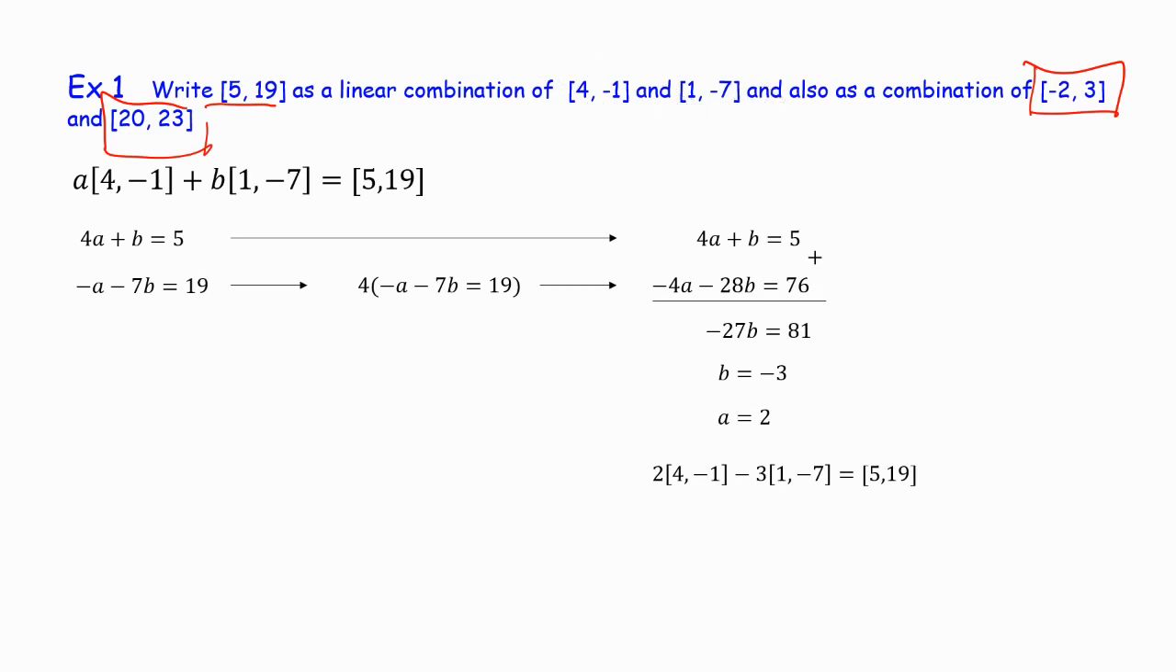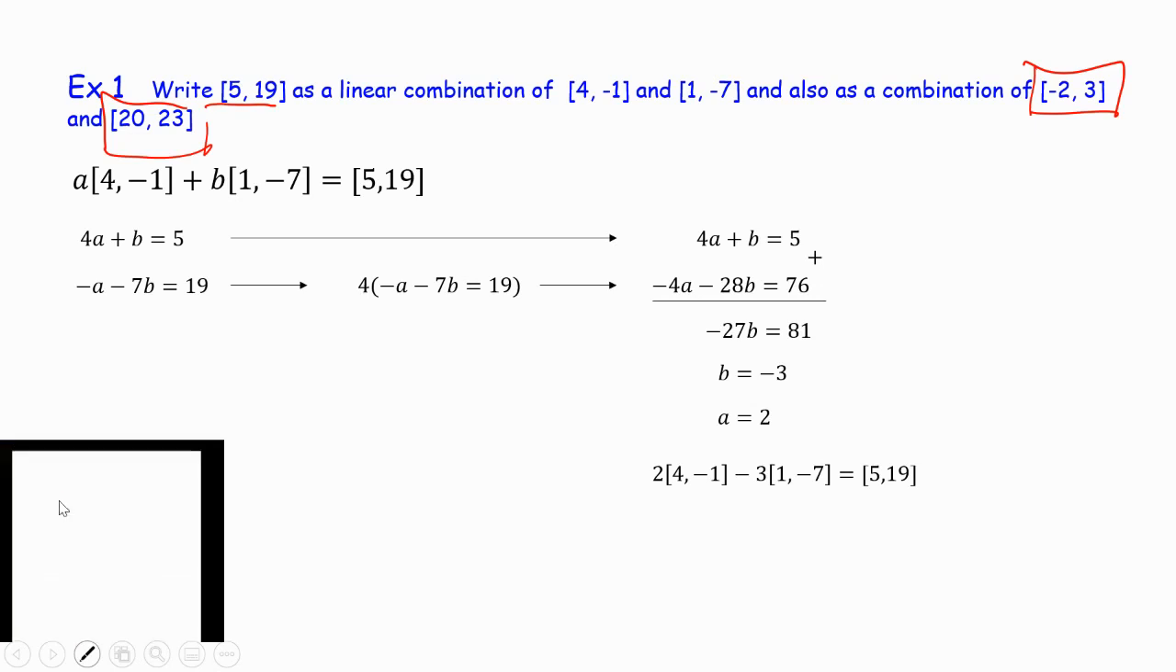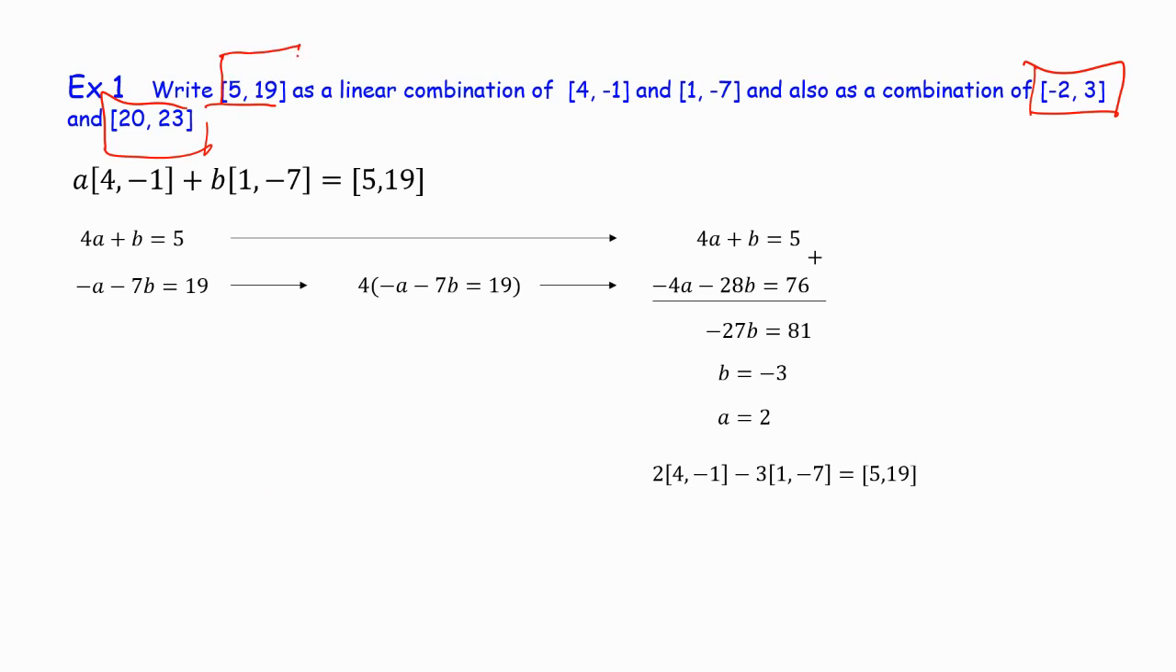I'd like you now, everybody, to try to do the same thing to get the same (5,19). Let me show you what I'd like you to try to do. I'm going to tell you right now, the answer is not going to be a nice, simple whole number. It may be a fraction, so don't be scared when you see a fraction coming up. I want you to get the same (5,19), but not to use these two vectors. I want you to use the other two as a combination of (-2,3) and (20,23).